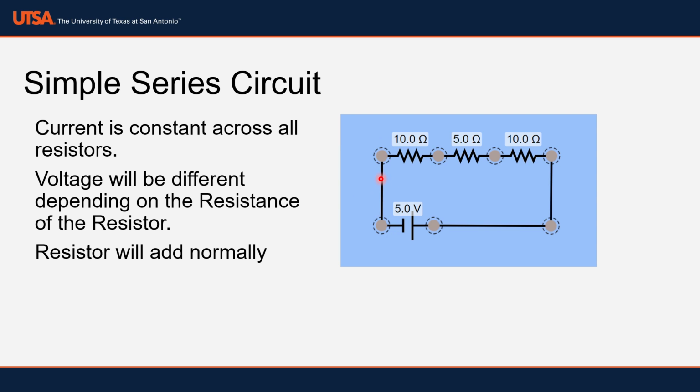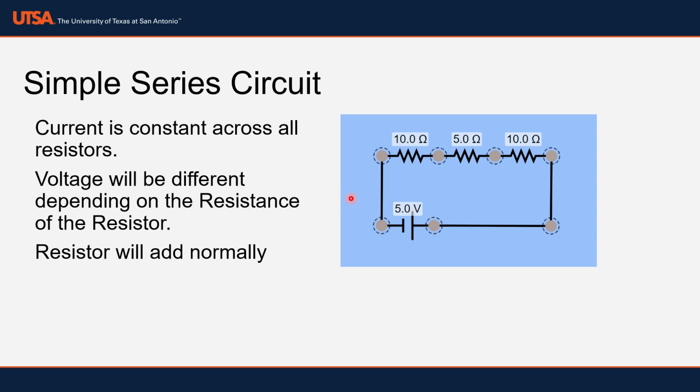The current flowing through a series circuit is going to be constant, meaning that if the electrons are flowing at 5 amps here, when it gets through this resistor, it's going to be 5 amps. It's going to be flowing at 5 amps here and 5 amps here. It's going to be flowing at 5 amps everywhere for a series circuit. So current is constant in a series circuit.